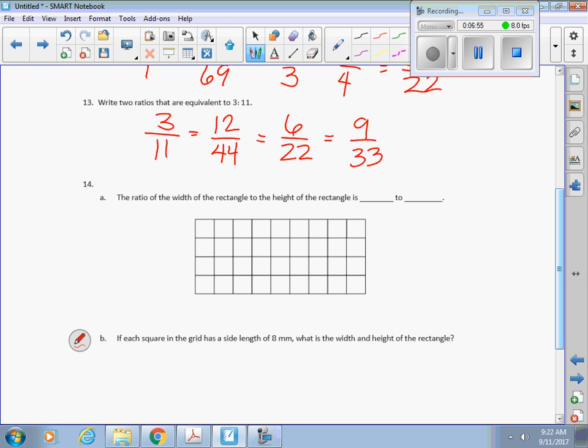Justin, you want me to check one of yours? 15 to 55. Very good, so he multiplied both the top and bottom by what? By 5, yep. Nice job.